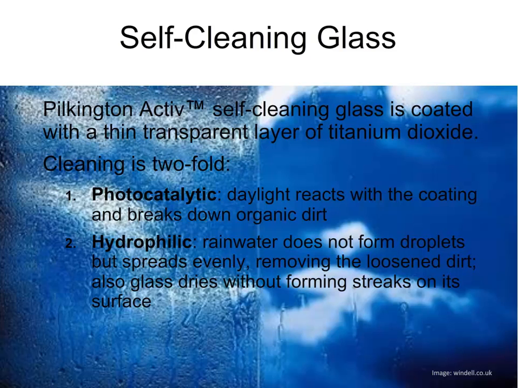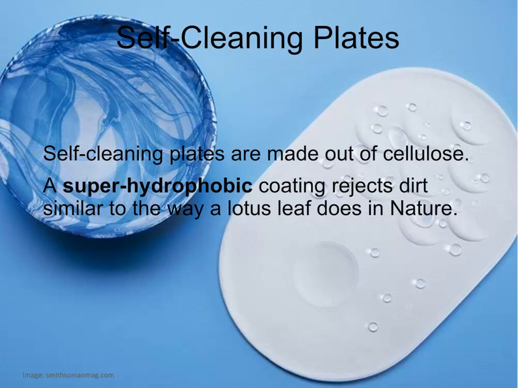The second process is known as hydrophilic. Hydrophilic means attracted to water. A hydrophilic surface of titanium dioxide ensures that rainwater spreads evenly over the surface of the glass and, as a result, removes the loosened dirt from its surface. Also, due to the hydrophobic properties of the glass, it dries without forming streaks on its surface. Interesting, isn't it? Or do you think that this example is a fluke and that self-cleaning in general is not possible? Here is another example of self-cleaning.